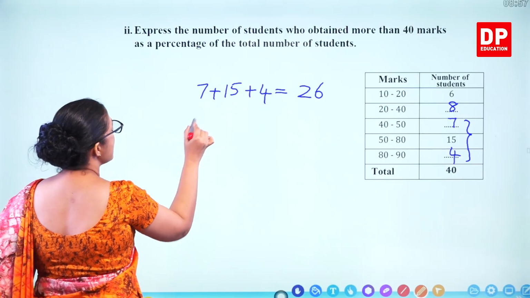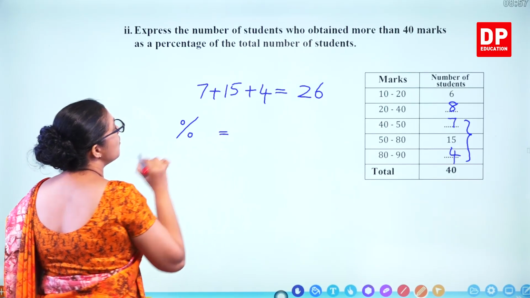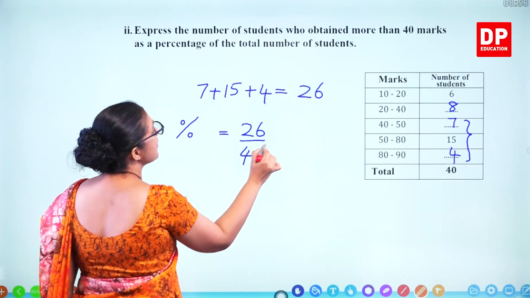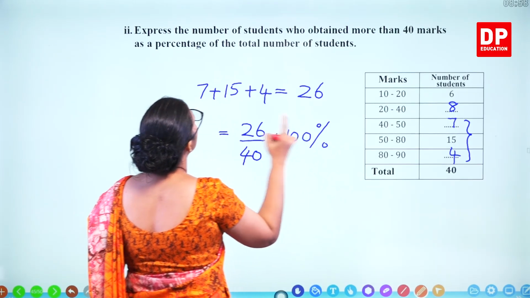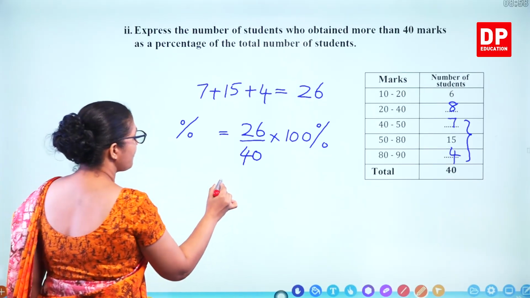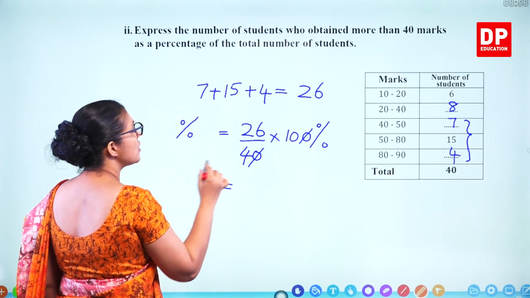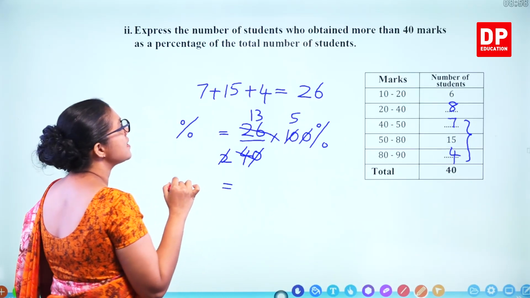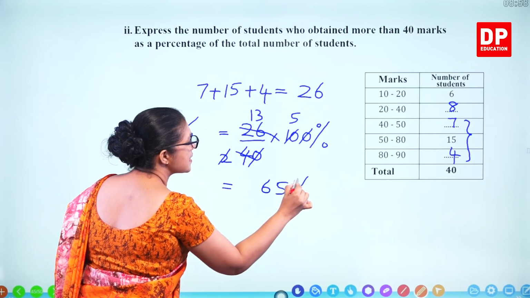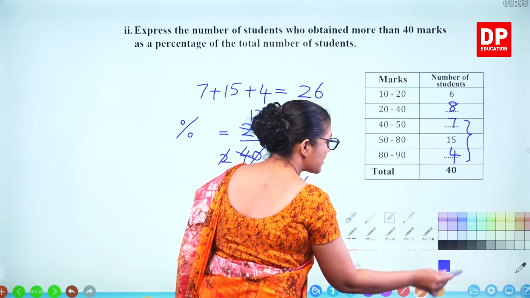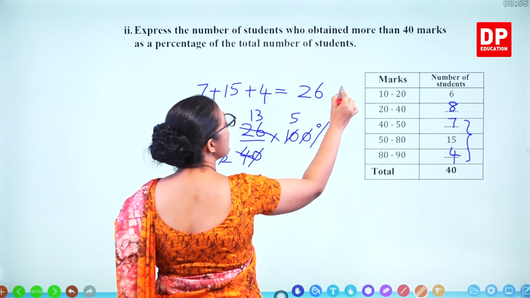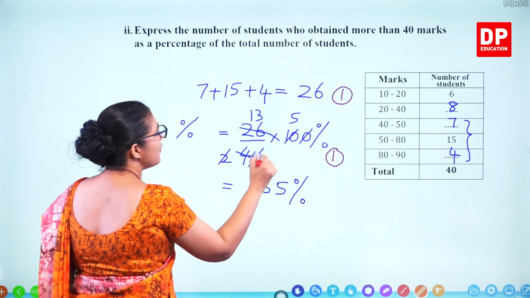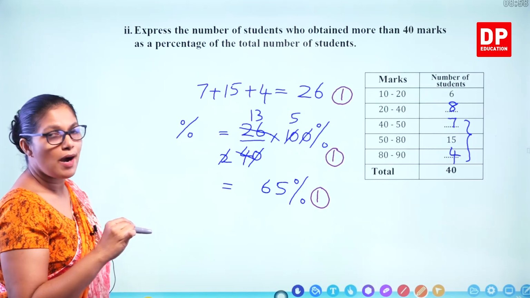So we need percentage value. Percentage value is 26 out of 40 students into 100. So percentage of the total number of students. 1 0 get cancelled out. 2 times 2, 2 times 13 and 2 times 5. 13 times 5, 65%. So how you get marks for this step? You get 1 mark for finding number of students relevant to that category and 1 mark for this one and 1 mark for the answer. So 3 marks altogether.